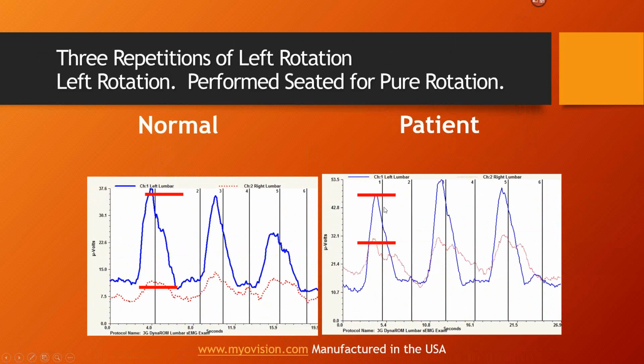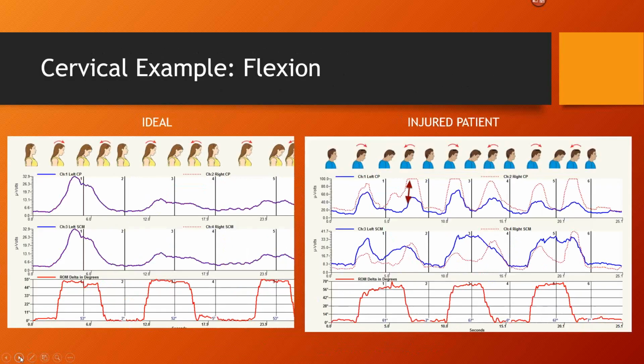Okay, you can see that this is a moderate. So he had more trouble in left lateral flexion than rotations. The rotation looks almost completely normal. It's kind of a moderate, but it's not a real problem. So let's look at the cervical example.